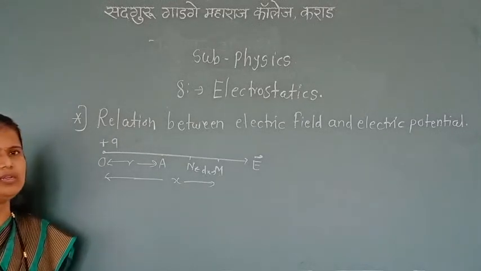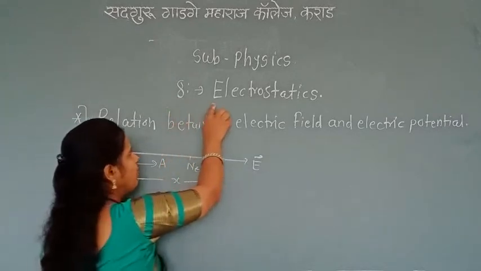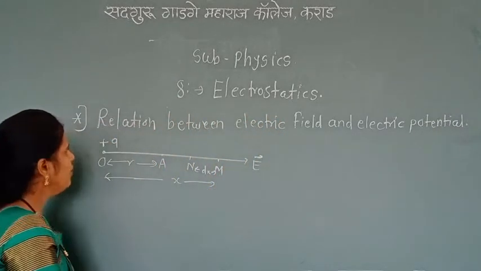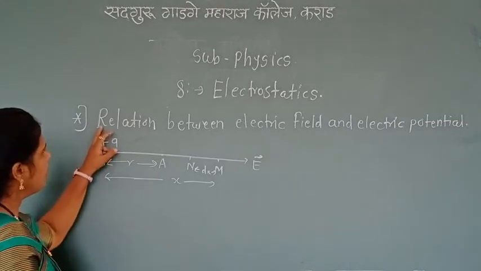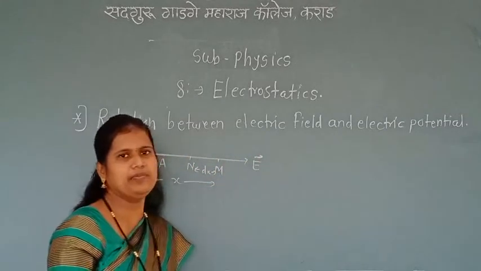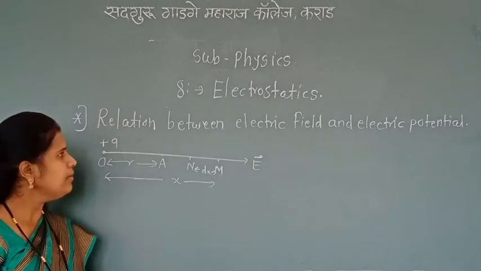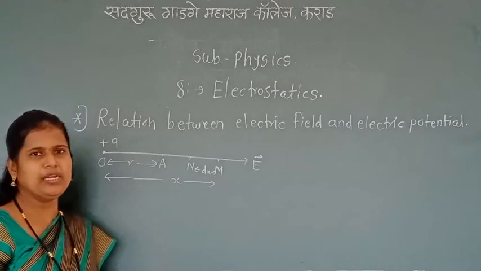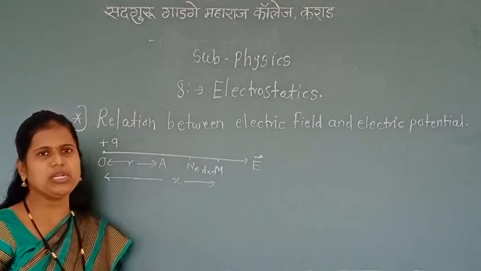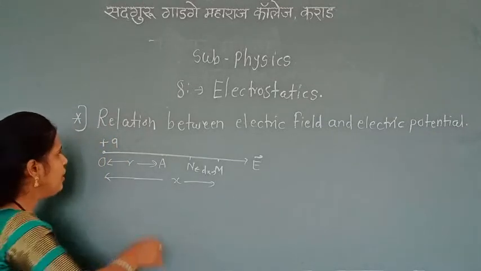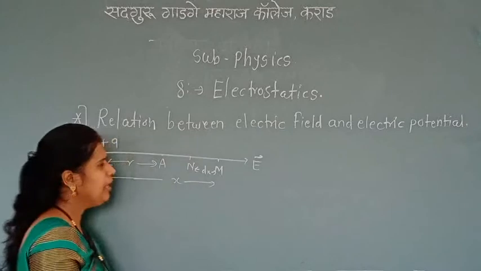Today we are going to learn the subject physics, chapter number 8, topic electrostatics. Now let me explain the relation between electric field and electric potential. In the last lecture we have already seen the definition of electric potential and electric potential energy. Today we are going to learn the relation between electric field and electric potential.